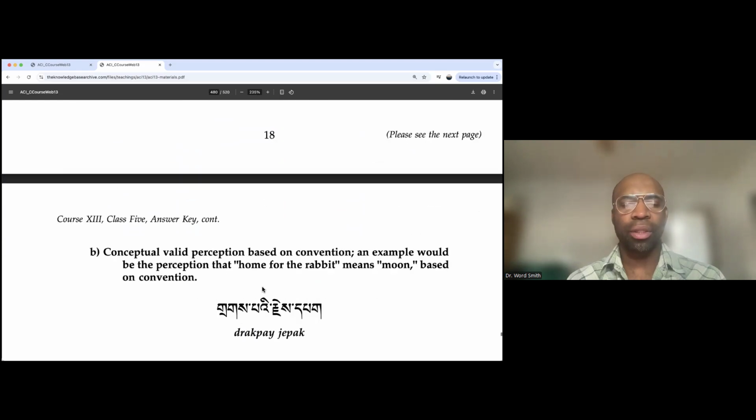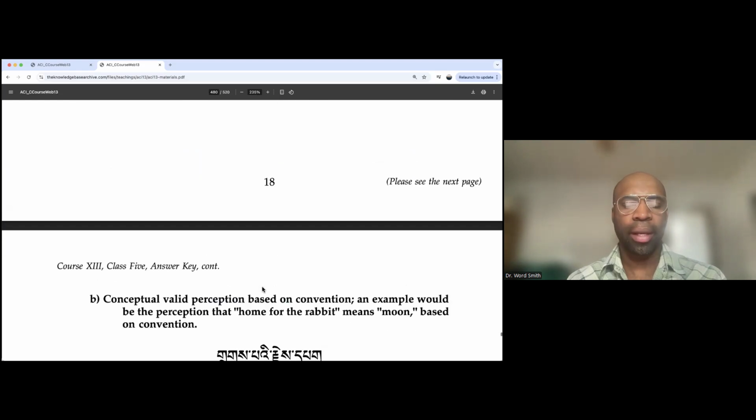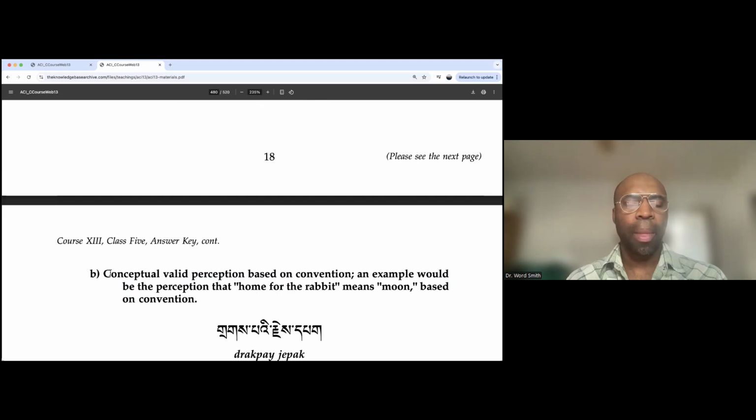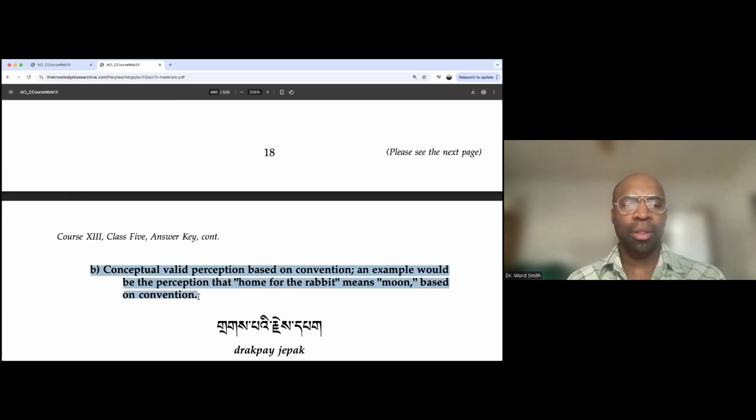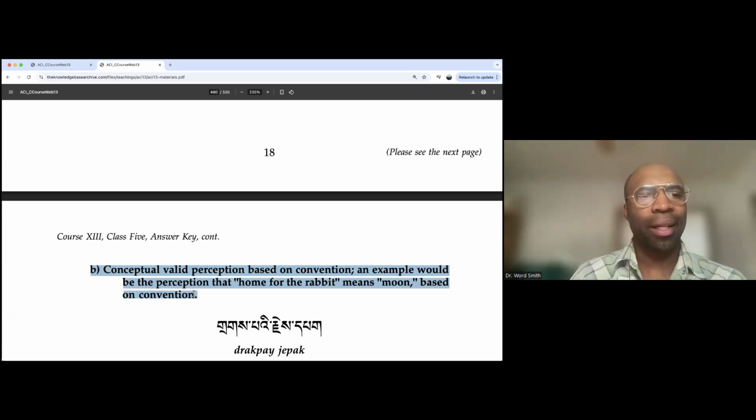Oh yeah, convention. Conceptual valid perception based on convention. An example would be the perception that moon means rabbit, based on convention. Yeah, it's just convention.